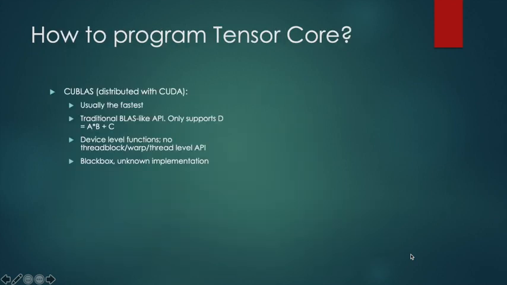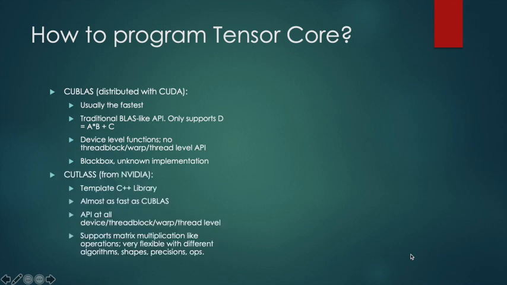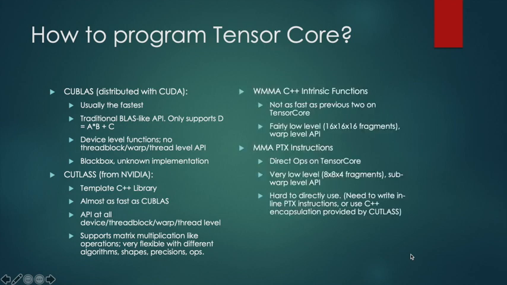There are some differences between them. The cuBLAS GEMM function is a black box and typically is the fastest. CUTLASS is similar but is open source and is very flexible with different algorithms, shapes, precisions, and operations. WMMA and MMA PTX are low-level APIs and hard to use. In this paper, we use the cuBLAS library.